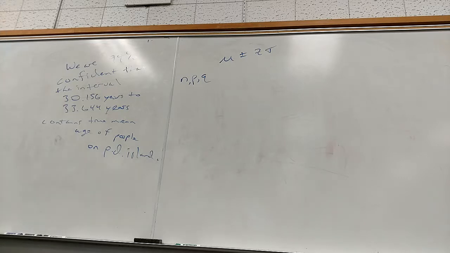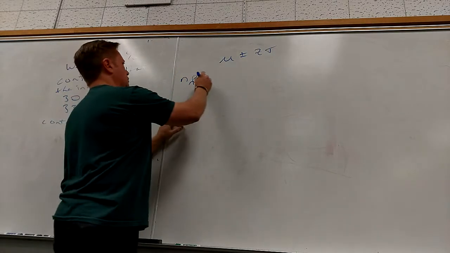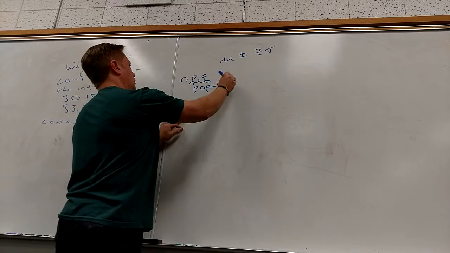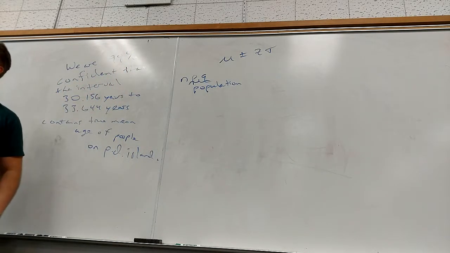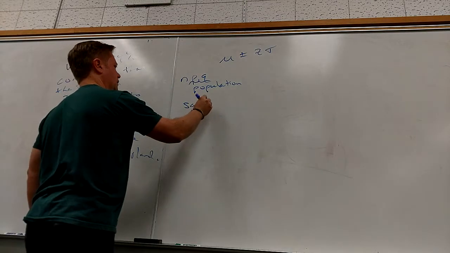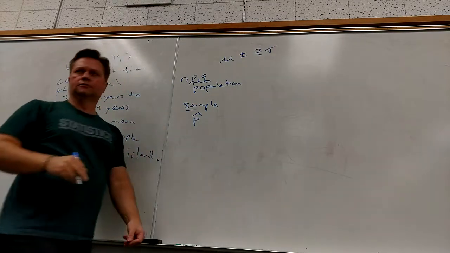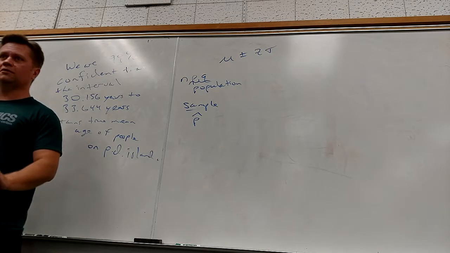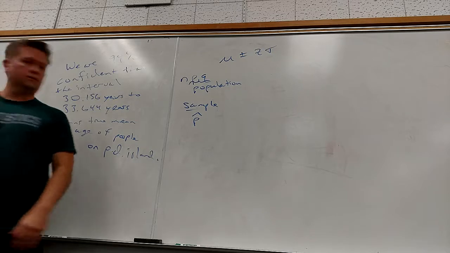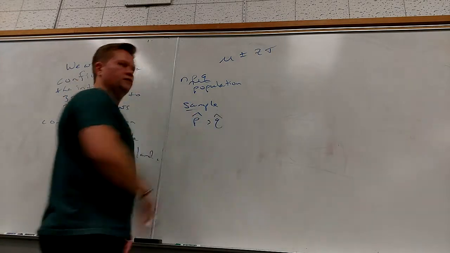If I have a sample, what do I give the sample mean? I give it a different symbol, right? X bar instead of mu. This P and Q is for a population. So if I get a percentage from a sample, it's given a different symbol. It's given the symbol P hat. And then Q hat, remarkably enough.